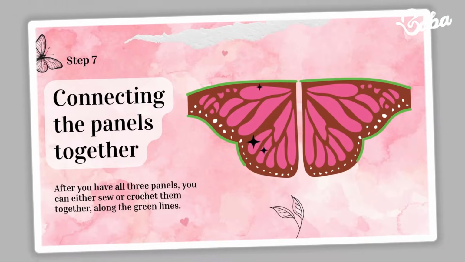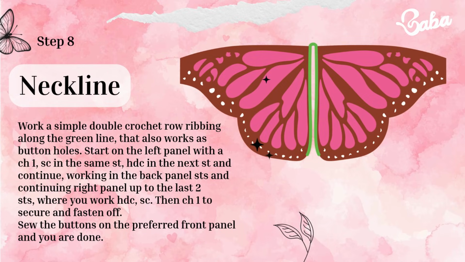That's so good. For the neckline, you will work a simple double crochet row ribbing along the green line that also works as buttonholes. Start on the left panel with a chain 1, single crochet in the same stitch, half double crochet in the next stitch, and continue working in the back panel stitches. Continue with the right panel up to the last 2 stitches where you work half double crochet, single crochet, then chain 1 to secure and fasten off. Sew the buttons on the preferred front panel and you are done.